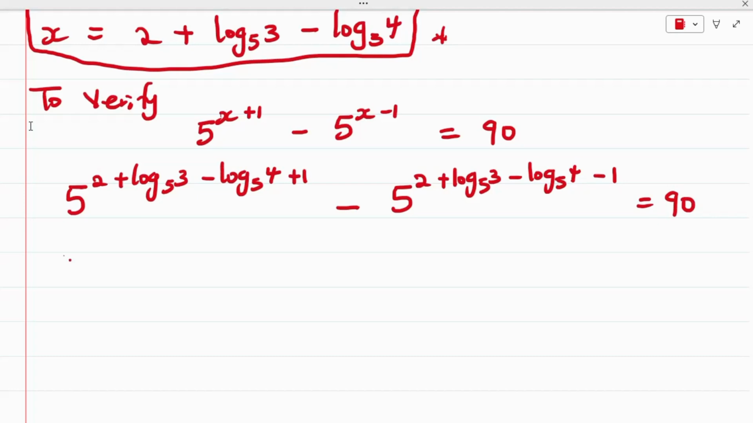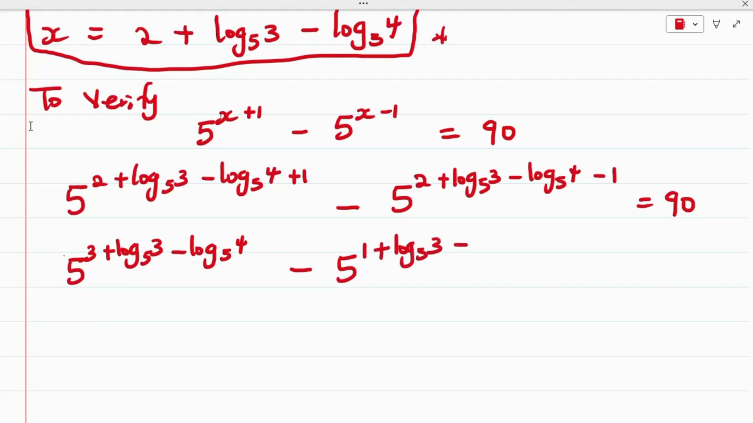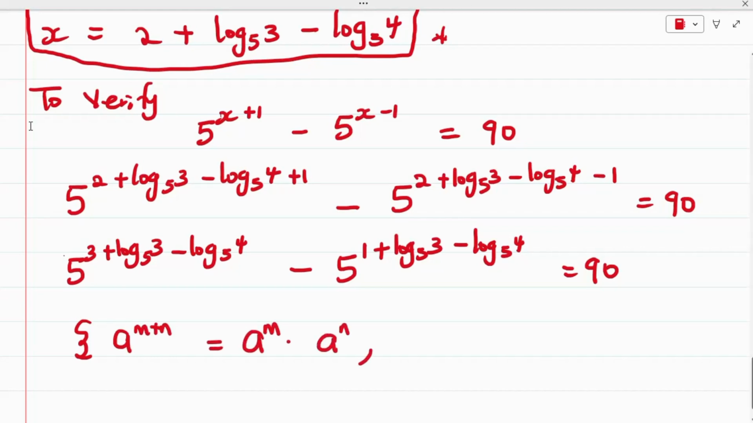90. So we have 5 raised to the power of 2 plus 1 is 3. So we have 3 plus log 3 base 5 minus log 4 base 5, minus 5 raised to the power of 2 minus 1 is 1. So we have 1 plus log 3 base 5 minus log 4 base 5, and this is equal to what? 90. But from the property of exponents, if we have a raised to the power of m plus n, this is equal to a raised to the power of m multiplied by a raised to the power of n, and if we have a raised to the power of m minus n, this is equal to a raised to the power of m divided by a raised to the power of what?